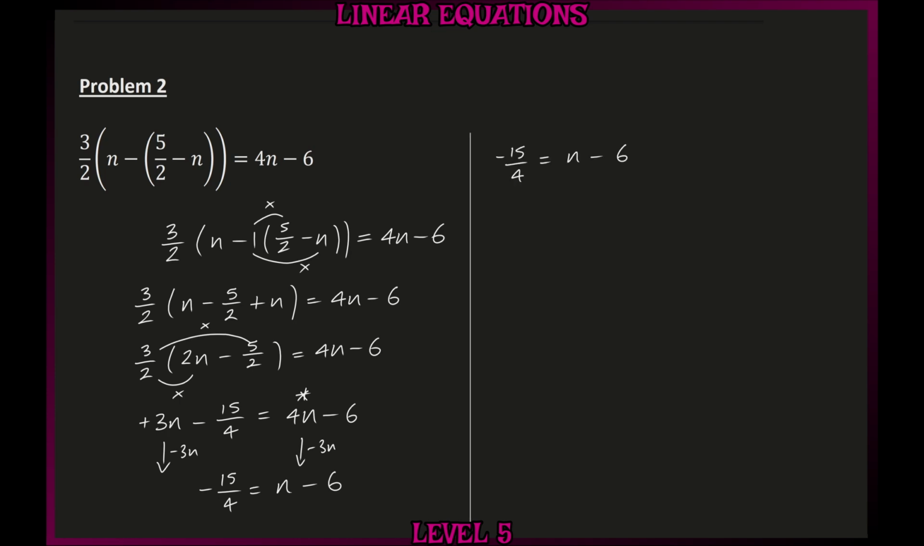Now we'd like to remove the minus 6 on the right hand side, and we can do this by using its inverse, which is plus 6, and do exactly the same on the left. And on the left, minus 15 over 4 plus 6 gives us 9 over 4. And on the right, the minus 6 and the plus 6 cancel out to leave us with n. So our final answer to problem 2 is n is equal to 9 over 4.